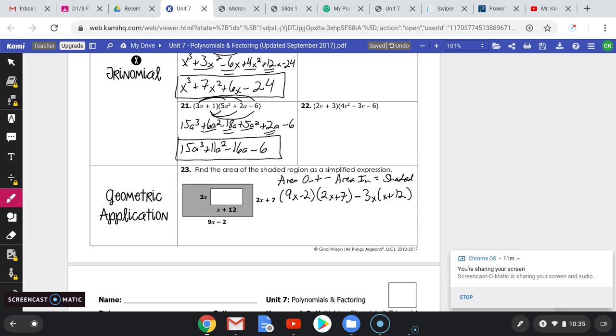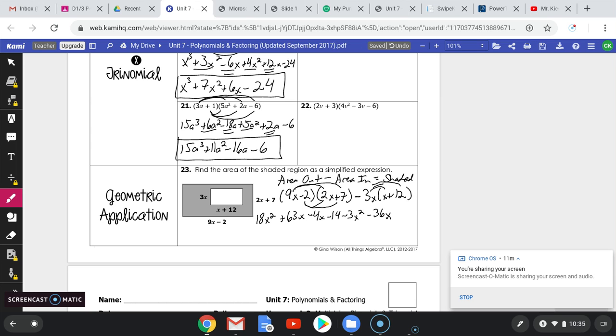So here, I'd have to use FOIL, so 9x times 2x, 18x squared, 9x times 7, 63x, negative 2 times 2x, negative 4x, negative 2 times 7, negative 14. And then here, this is just a monomial or one term multiplied across parentheses. So negative 3x times x is negative 3x squared. And negative 3x times 12 is negative 36x.